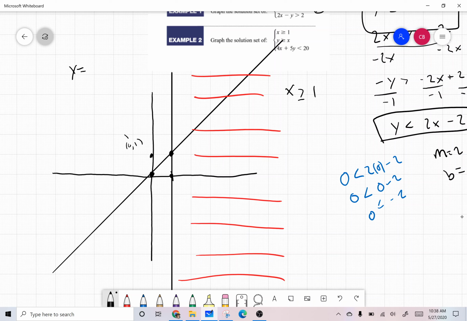Remember, y equals x is when b is equal to 0 and m is equal to 1. That's why I was able to go up 1 over 1 and b is 0. It means 0, 0, and the origin is your starting point.